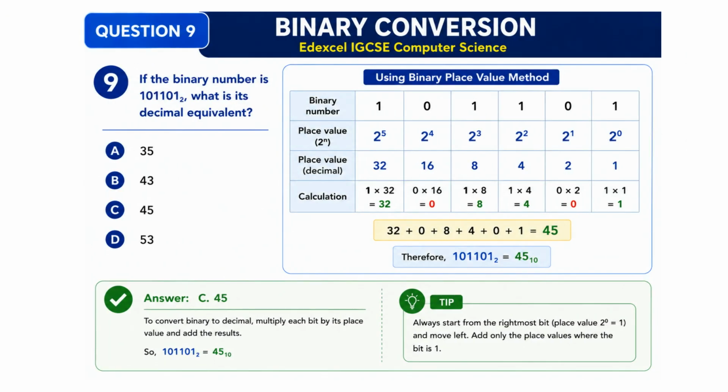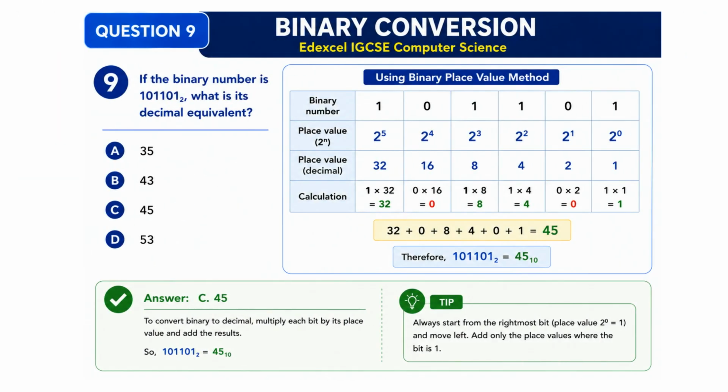If the binary number 101101 is given, what is its decimal equivalent? Take a moment to look at the options. The correct answer is option C, 45. To convert a binary number into decimal, use the binary place values. Starting from the right, the place values are 1, 2, 4, 8, 16, and 32.